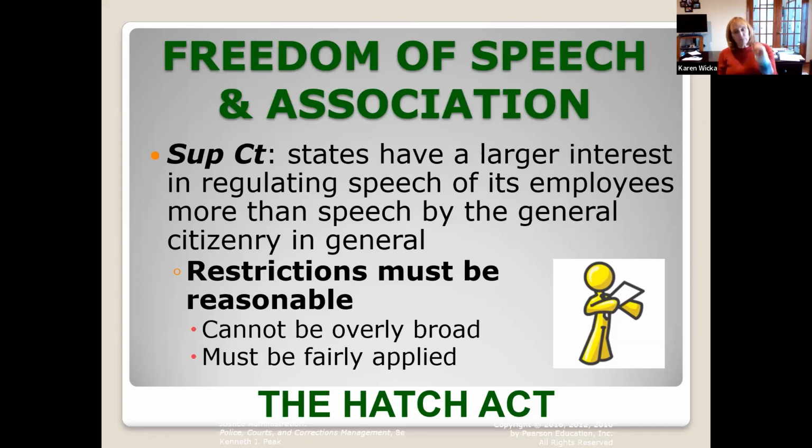So your employer can limit certain things that you say. So if you're getting on social media bashing your employer every day, you don't have free speech to say that. Your employer may be able to fire you because your speech is directly impacting their job, okay? Now, the restrictions can't be too broad, can't be too overwhelming, and they must be applied fairly. You can't apply them to some people and not other people.